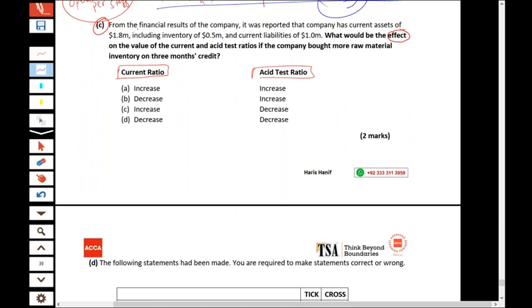From the financial results of the company, it was reported that the company has current assets of 1.8 million, including inventory of 0.5. That means currently we have current assets of 1.8 and current liabilities of 1. The question is asking what would be the effect on the value of the current and acid test ratio if the company bought more material on 3 months credit.